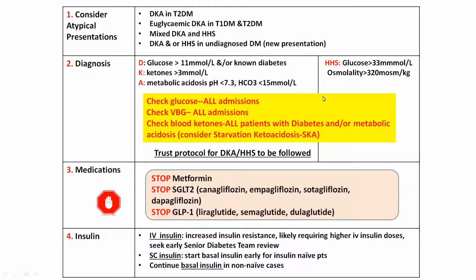You should be following your usual protocol of DKA and HHS treatment, which is IV fluids and IV insulin. You should consider stopping the oral medications, and I've talked about why we would not ideally want patients to be on metformin, SGLT2 inhibitors, and GLP-1 agonists. We talked about early administration of insulin and early involvement of the diabetes team, and individualizing whether you would want patients to start on subcutaneous insulin or IV insulin.